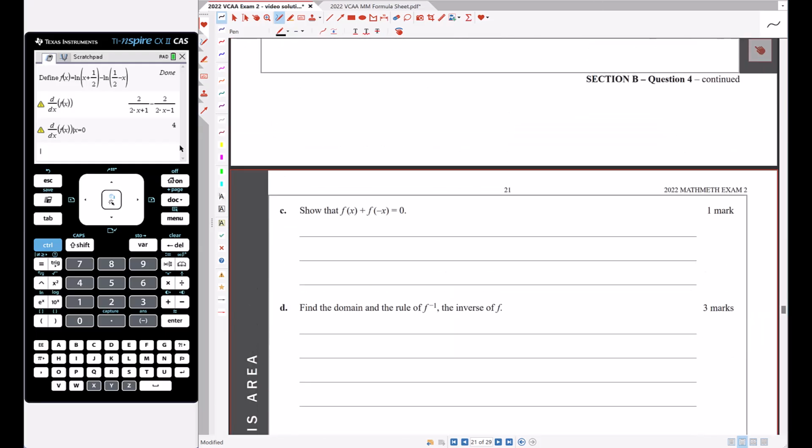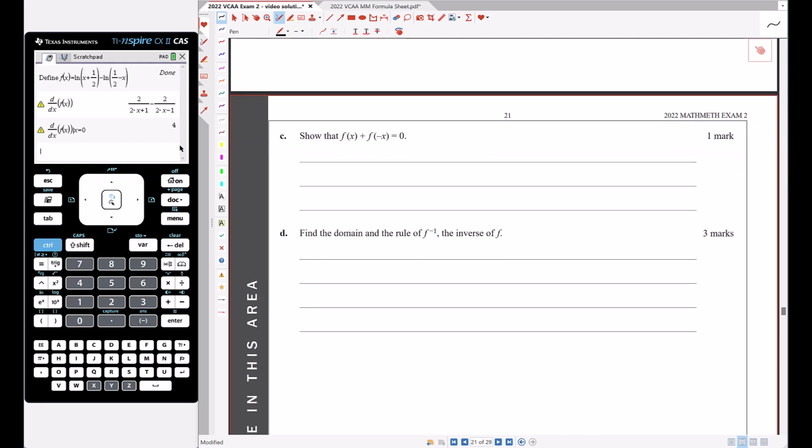Okay, show that f of x plus f of -x is equal to 0. Okay, it doesn't seem to be an awful lot of space for a show that. Okay, so f of x, I've got it defined here on my CAS. So f of x is log e of x plus a half minus log e of half minus x.